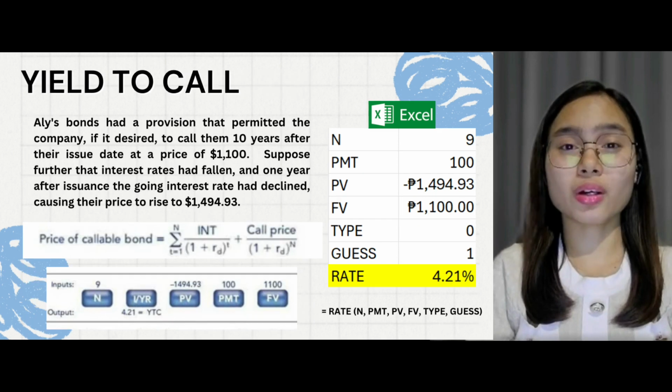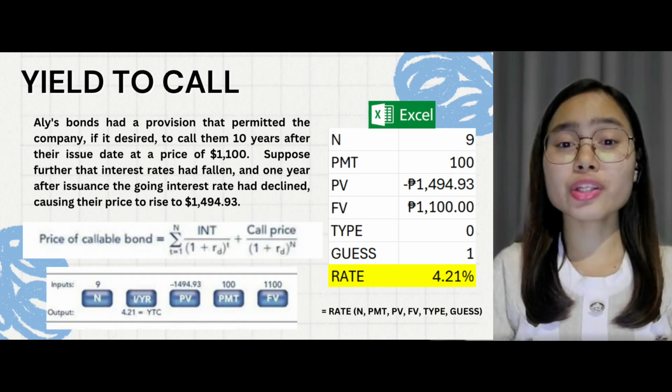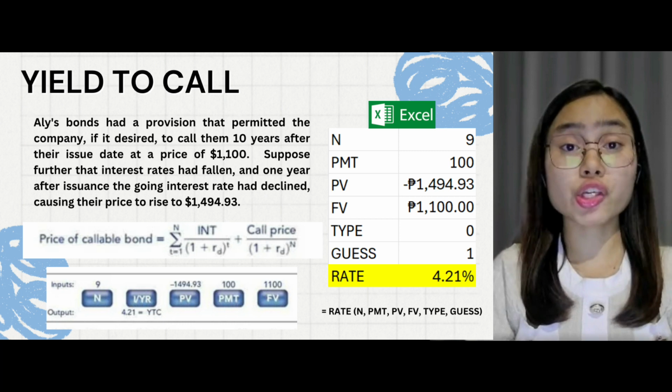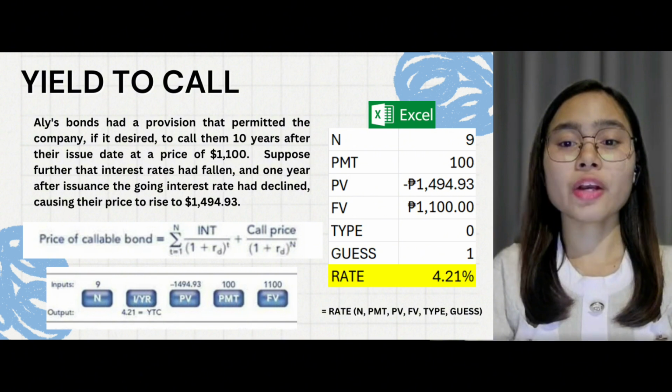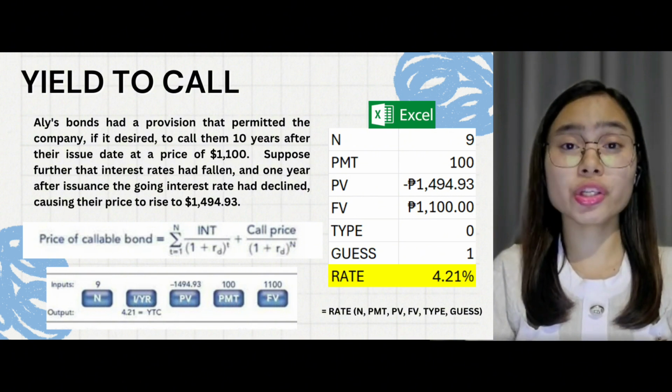Yield to call. If the current interest rates are well below an outstanding bond's coupon rate, then a callable bond is likely to be called, and investors will estimate its expected rate of return as the yield to call, or the YTC, rather than as the yield to maturity, or the YTM.